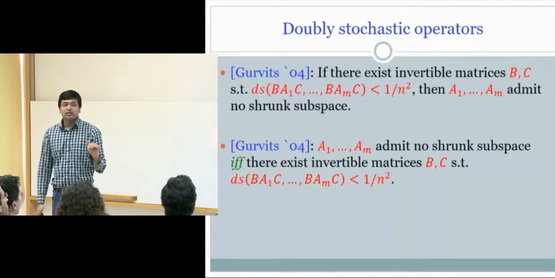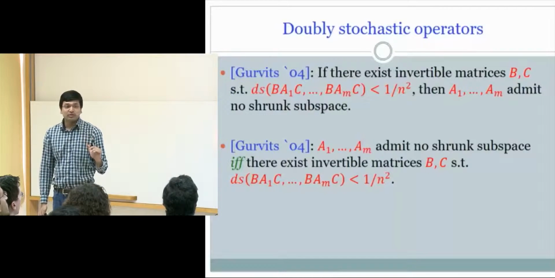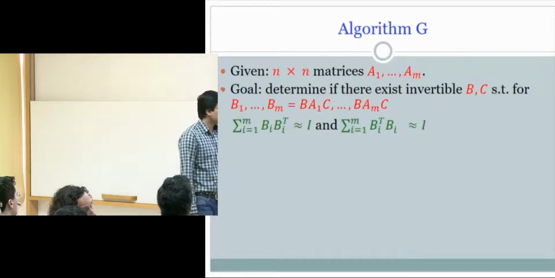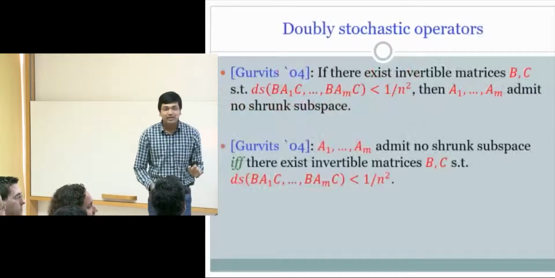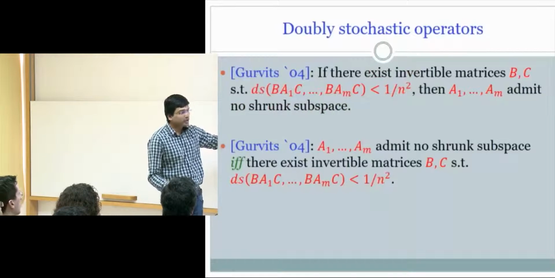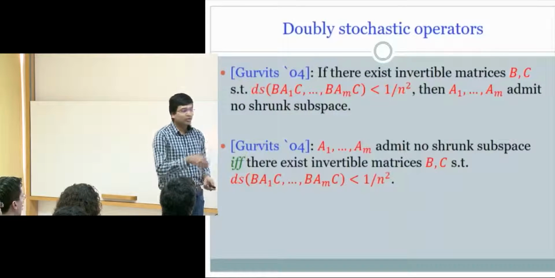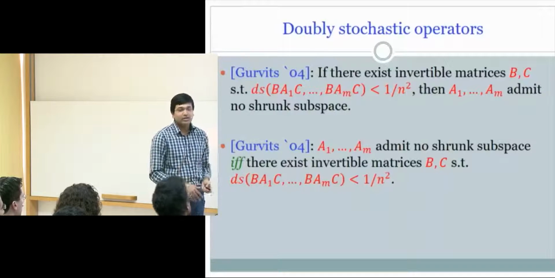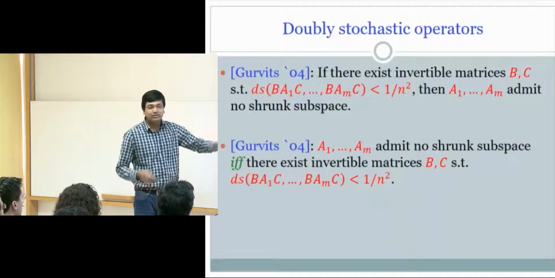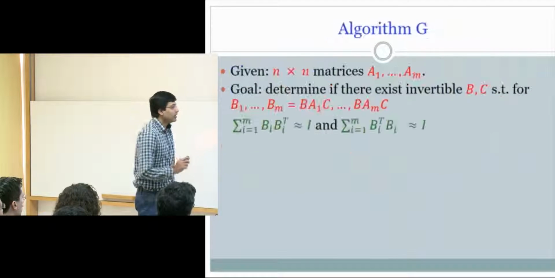So this gives you a witness for no shrunk subspace. Oh, that is remarkable. Can you say a few words about it? So actually, you don't really need... I mean, this proof actually follows from an algorithm. Okay, the algorithm I'll show you. You only need one direction. The other direction follows from the algorithm.